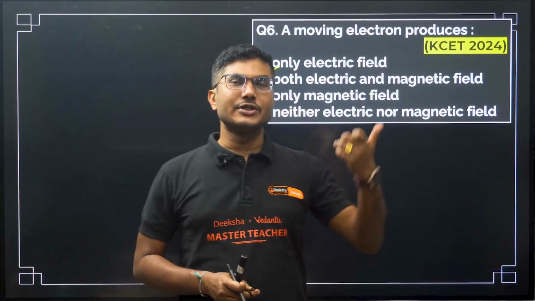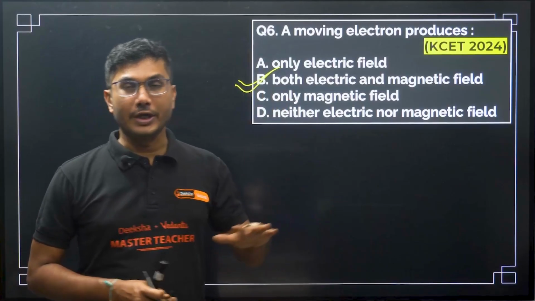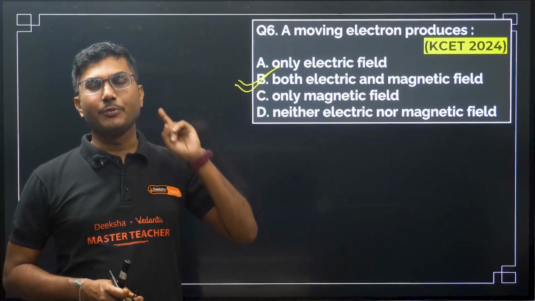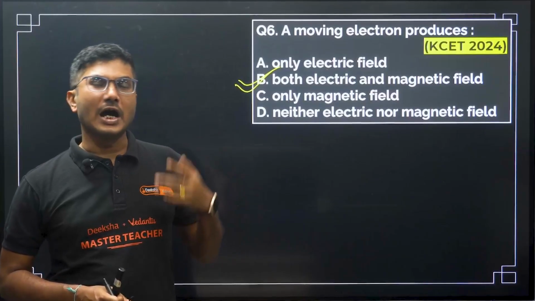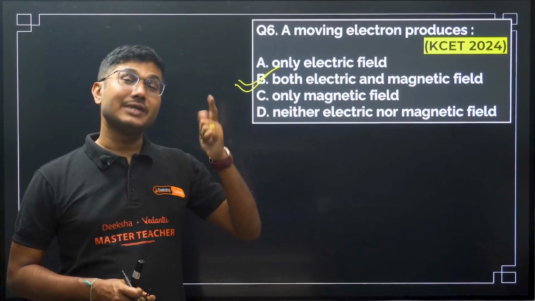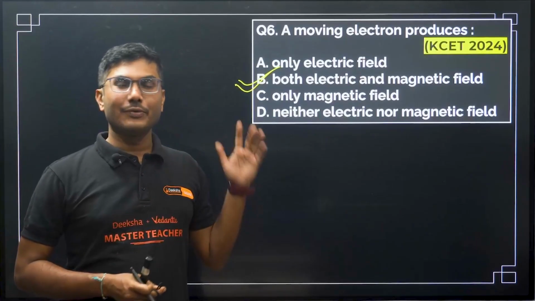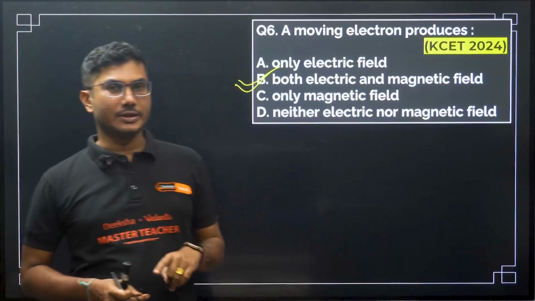If there is a charge, it will not only produce an electric field, it will also produce a magnetic field if it is moving. A static charge only produces an electric field. A moving charge will produce a magnetic field, but the static electric charge's electric field will still be present, right? So both electric and magnetic fields will exist simultaneously.